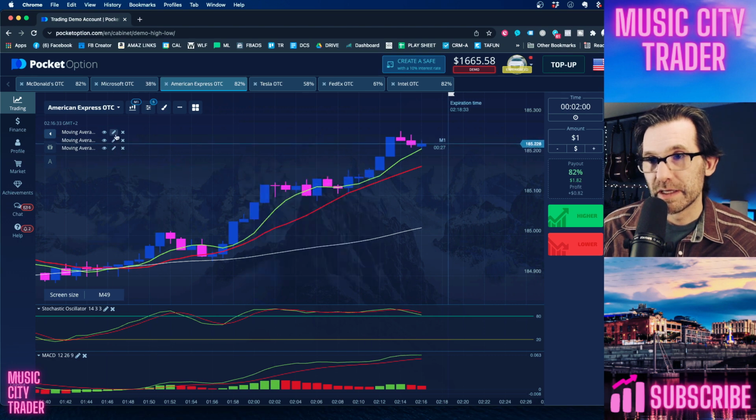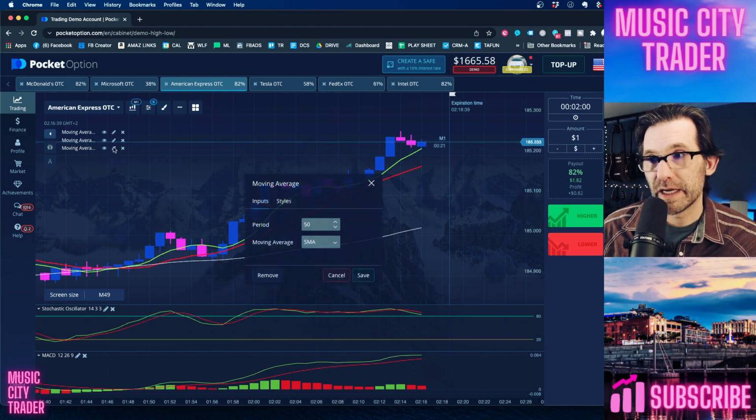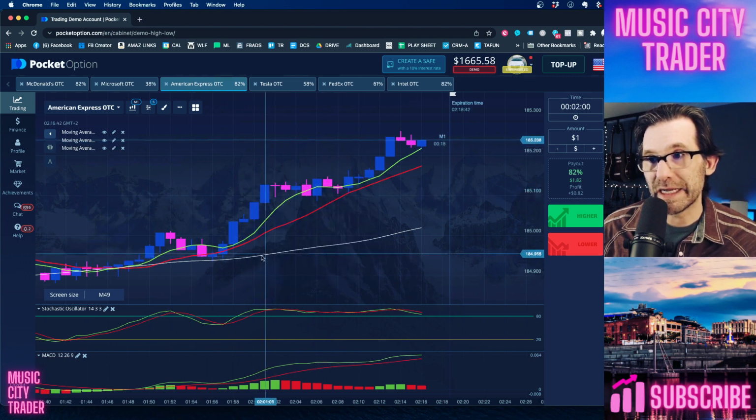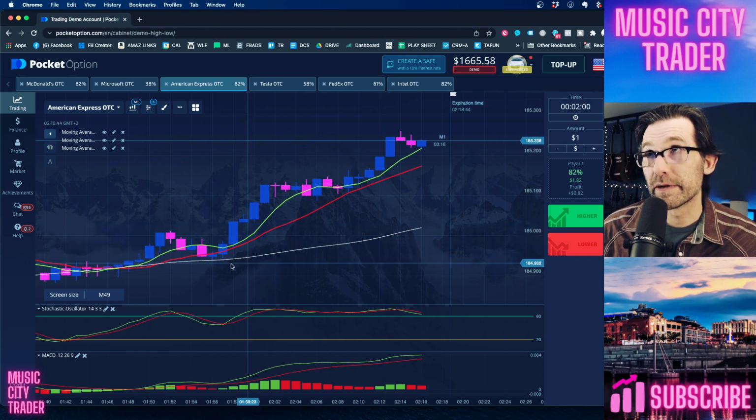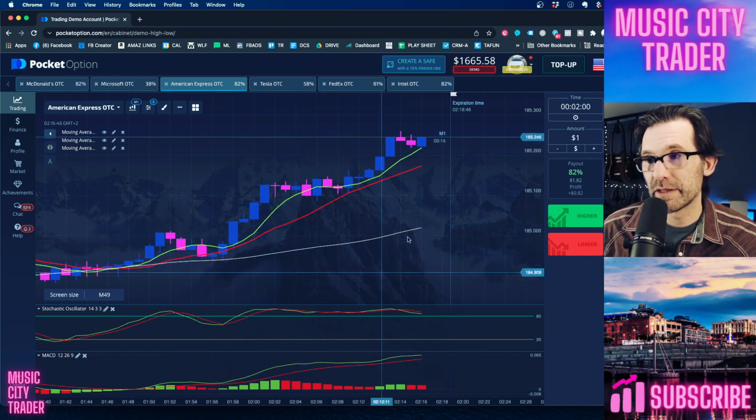I'll tell you a little bit more about why later. So I have a green one that's 6, I have a red one that's 12, and then I have a slow moving average at 50 that's white. That's that white one right here. So that's your 3 indicators on the chart.